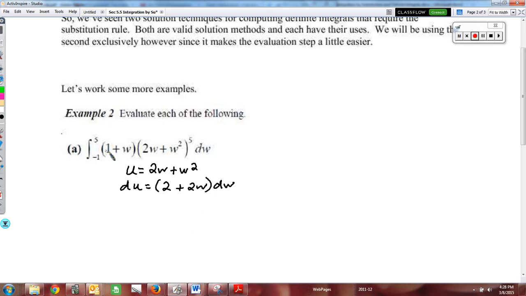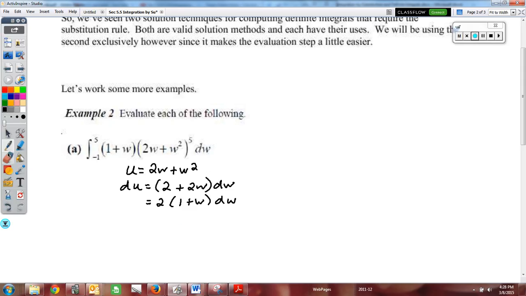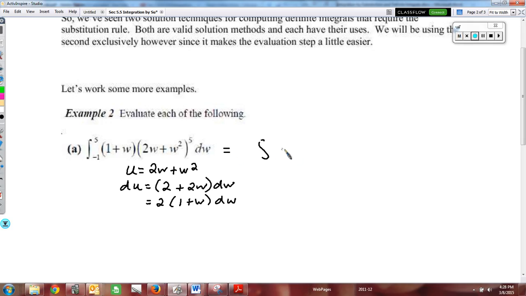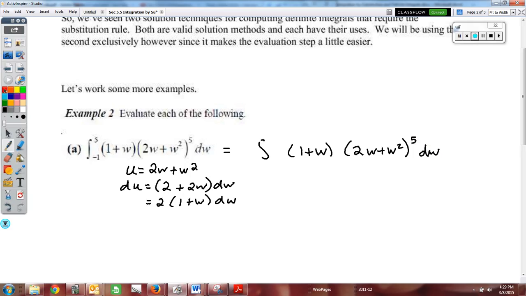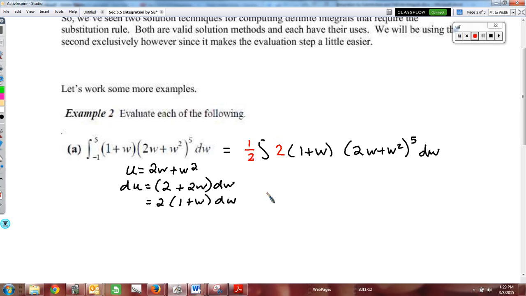I notice that I have a 1 plus w out here, so that's close to this one. That's really just missing that constant of a 2. And it's okay to be missing a constant, so I'm going to take this. I'm going to add my constant in, just copying it down just to be thorough so that everybody's following along. So I add my constant in, and I put in my corrector.